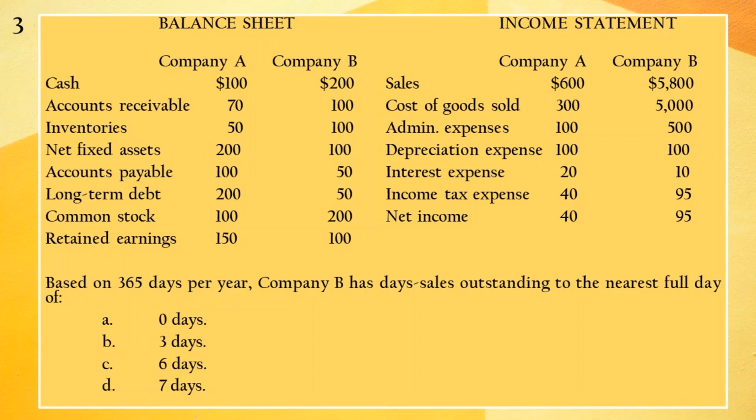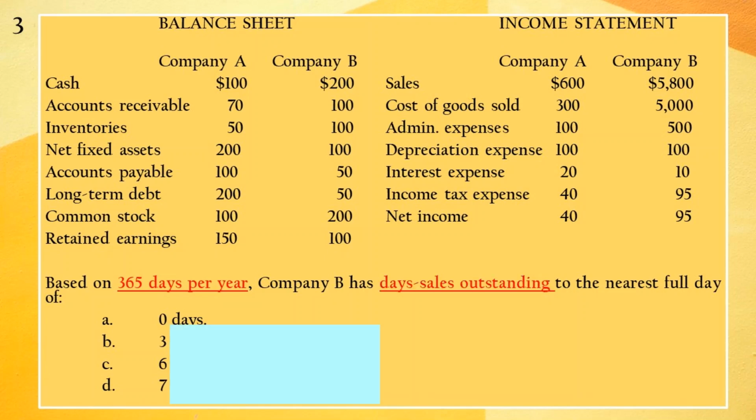So first, what you should do is actually read the question. Based on 365 days per year, Company B has days sales outstanding to the nearest full day of A, 0 days, B, 3 days, C, 6 days, or D, 7 days. So first things first, the question actually gives you a hint. It says based on 365 days per year. So you're actually going to need that amount.